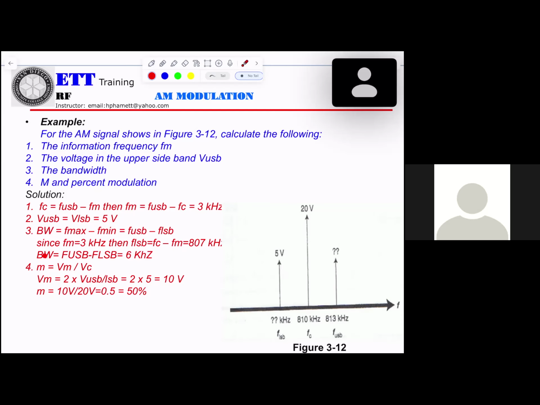Finally, calculate M equal Vm over Vc. Vm is 2 times V upper sideband, or 2 times V lower sideband. 2 times 5 equal 10 volt. And M will be 50%.